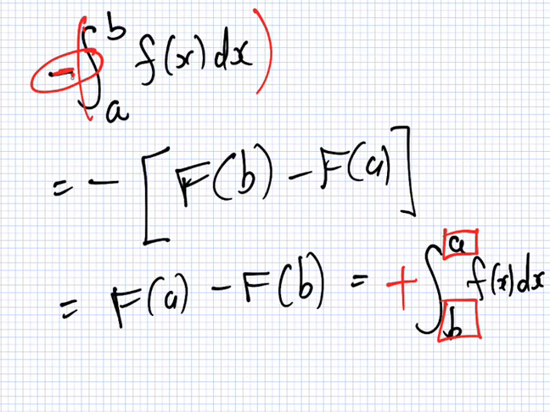Now, tell me, what does derivative mean? On the graph, what does derivative represent? Slope. Slope of what? The slope of the tangent line to the graph.